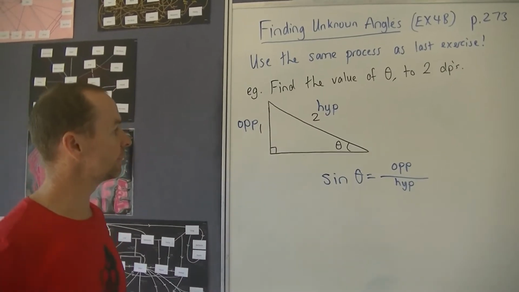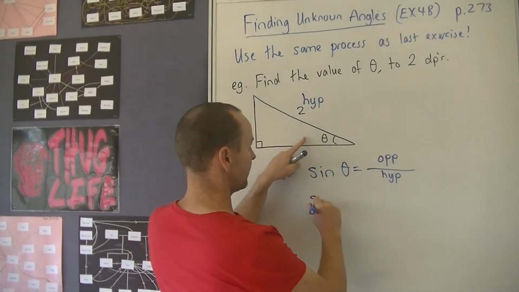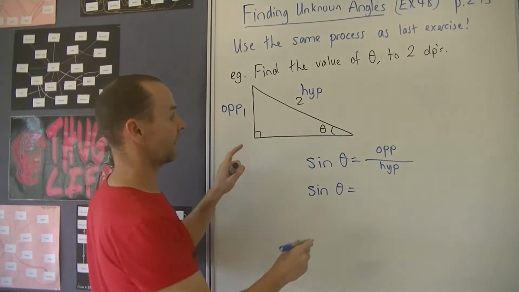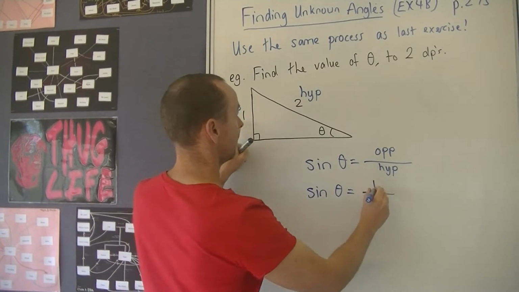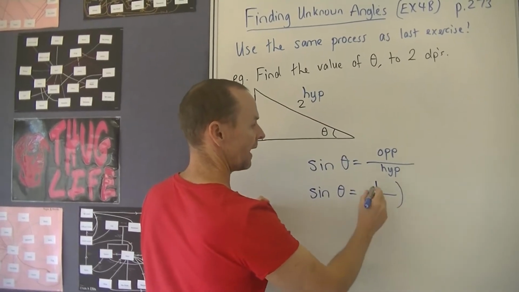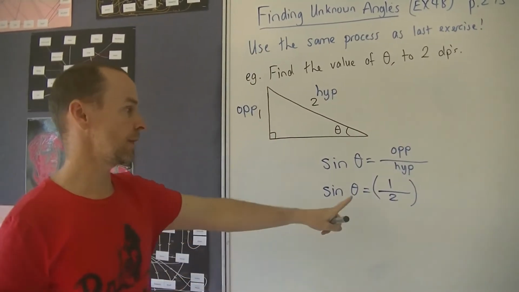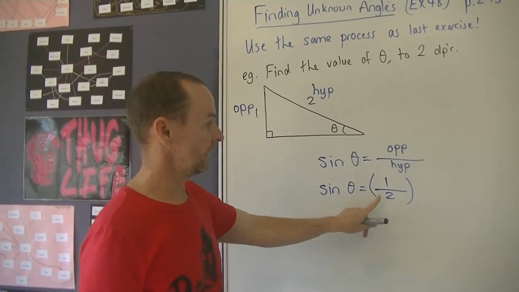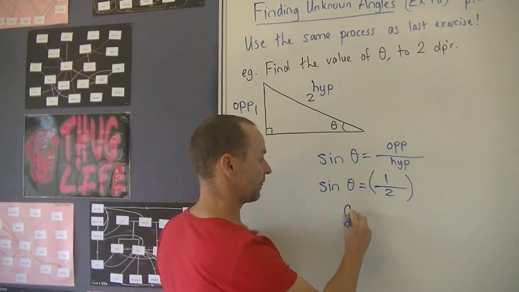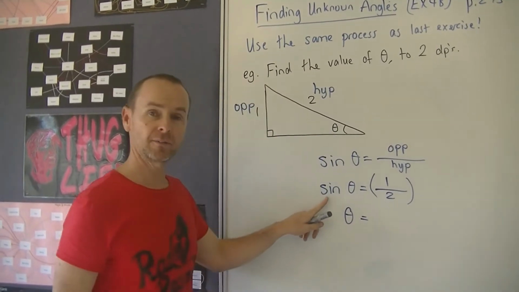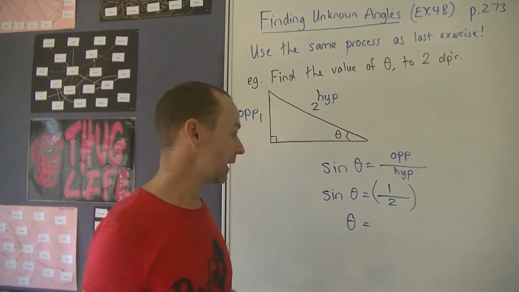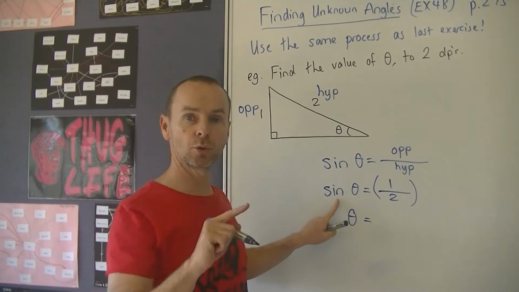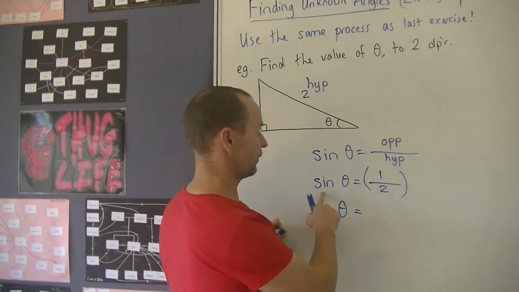Now that we've got that done, we substitute the values in. But this time, theta is an unknown, so we just leave it as sine theta equals opposite over hypotenuse, which is 1 over 2. This is a bit tricky: you need to put that in brackets this time. So we've got sine theta equals a half, but we just want to work out what theta is by itself. If that was a number, you could divide by it, but you can't do that when you've got an angle. So the way that we get rid of sine is something called inverse. We want the inverse of sine.